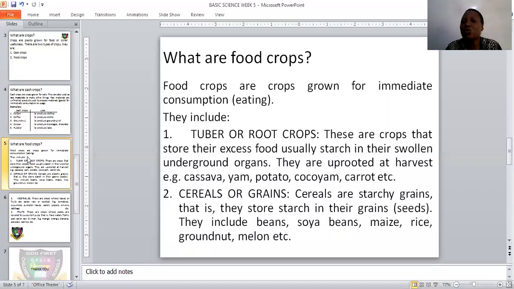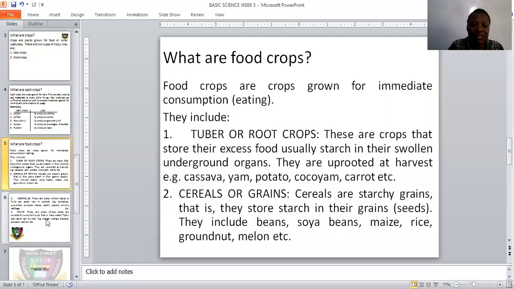Then we have cereals or grains. They are also starchy food, but this time around they store their food in their grains, the seed. These are the ones that you can see as seeds. Tubers are those ones that you can see that will be uprooted at harvest from the ground. But cereals or grains are starchy grains that store their food in their seeds.